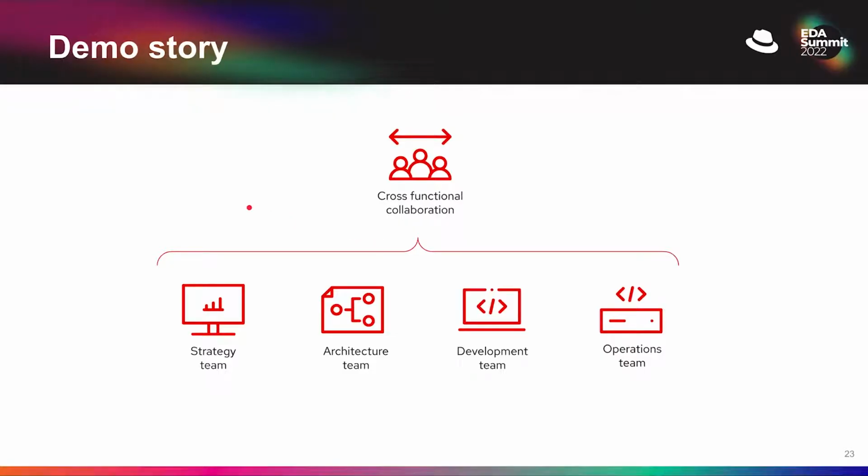Let's look at the demo story. This is all about cross-functional collaboration, and it's all driven by a strategy team that needs to take some company decisions, but relies on the input of other teams in the organization. So, for example, the architecture team, the development, operations.